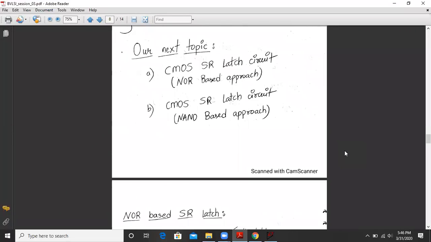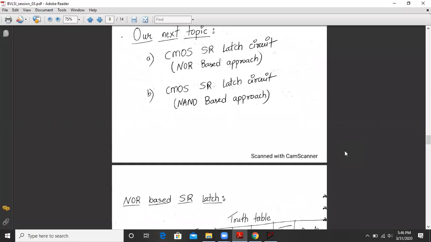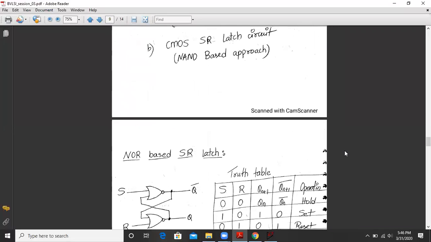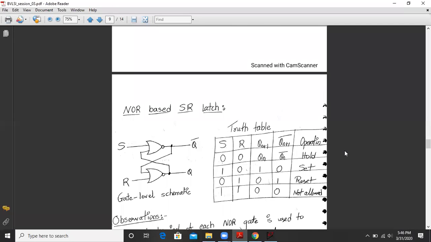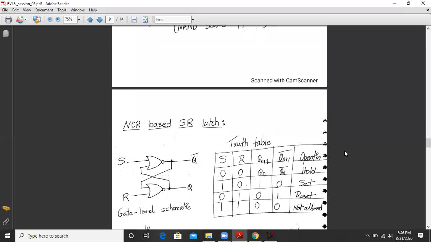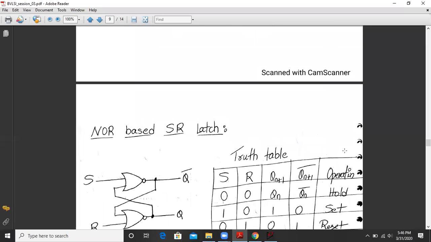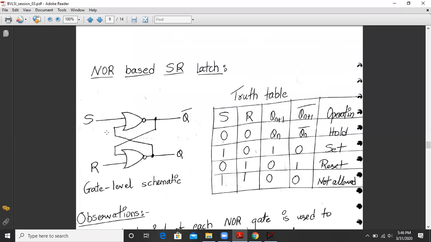So let us first look at the NOR based SR latch. I request you all to kindly note down the truth table for your better understanding. Let us look at the functionality of this NOR based SR latch. First, we will try to analyze the working of this SR latch using the gate level schematic.